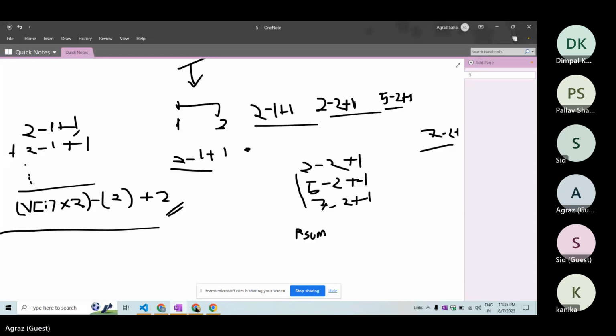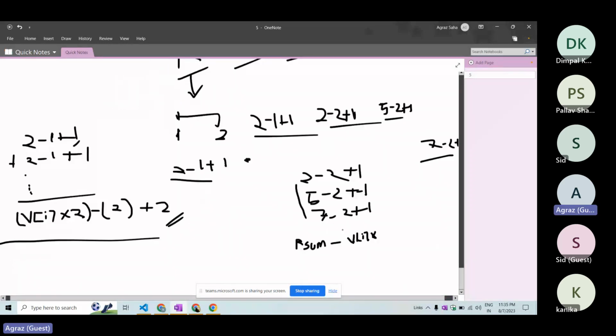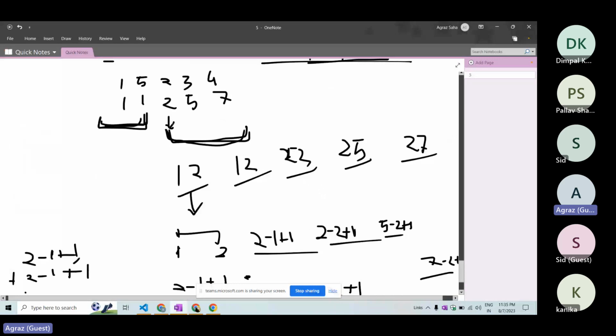Right sum minus this index v of I, how many times? The number of times, that is this 3 times. Yes, 3 times. Now I have to plus it with how many times? The number of elements in the right side is 3 times.